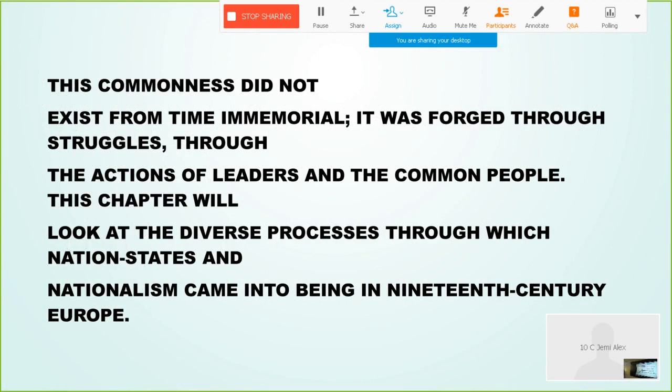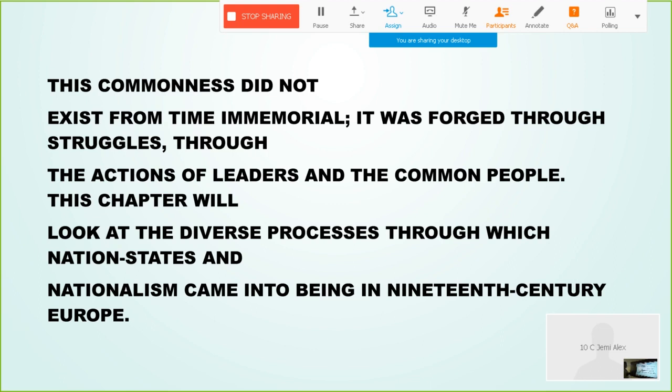This commonness arises when people feel the concepts called liberalism, liberty, equality, fraternity. And they began to develop a commonness.